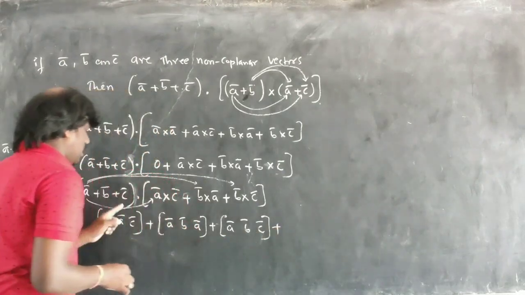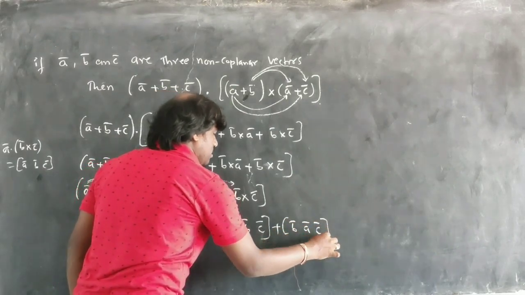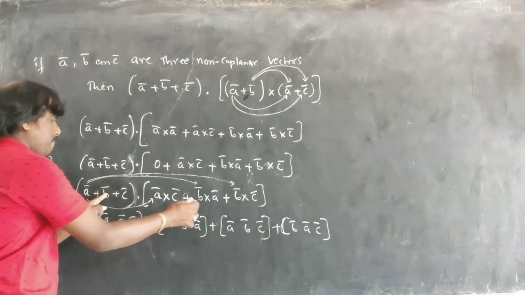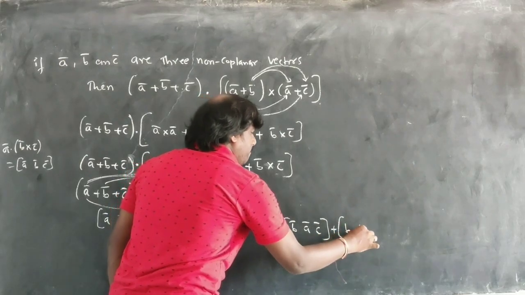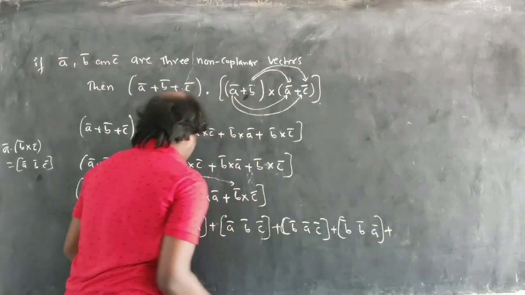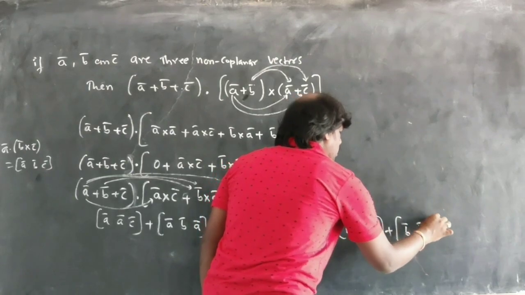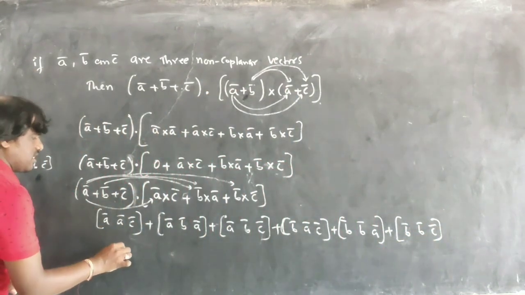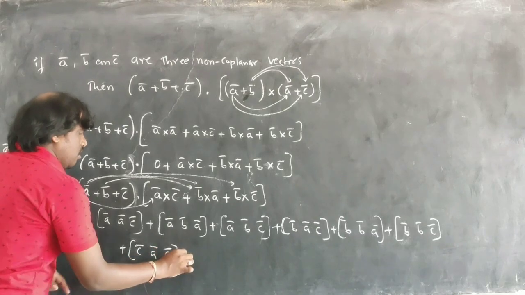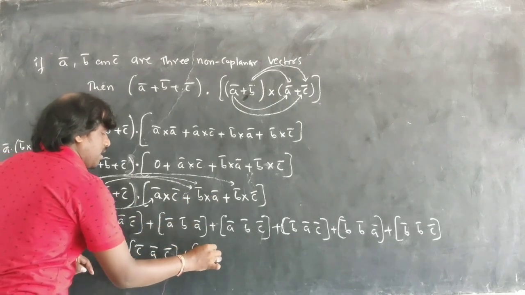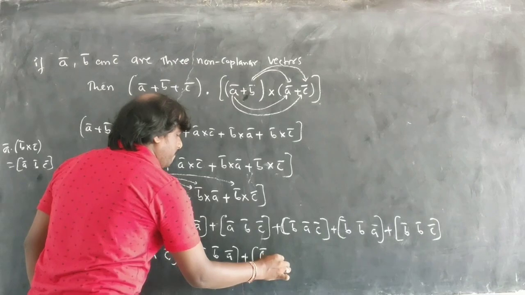Now in the same way I can do it with B. So box BAC, then box BBA, then box BBC. Once B is over, we go for C: box CAC, next box CBA, plus box CBC.